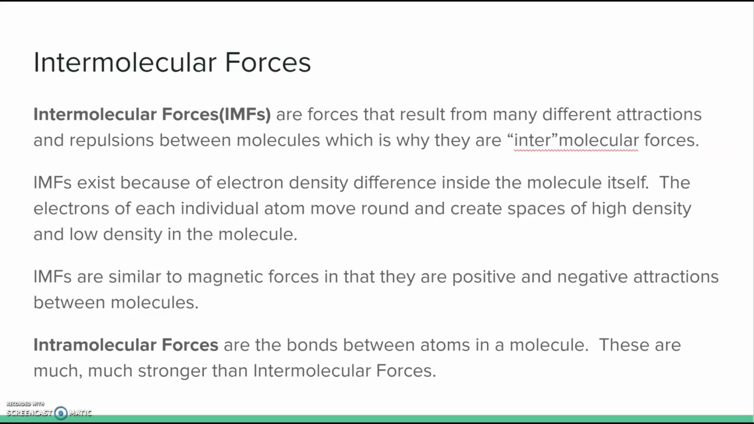Intramolecular forces, not to be confused with inter, are the bonds between atoms in a molecule. These are much, much stronger than intermolecular forces.